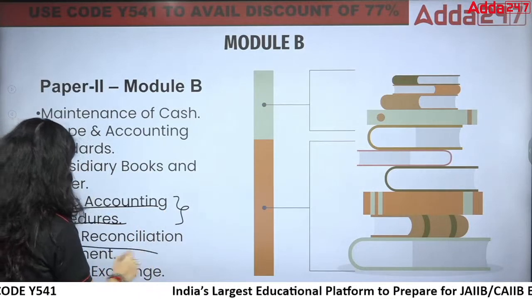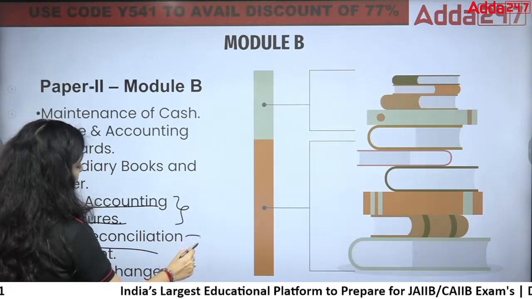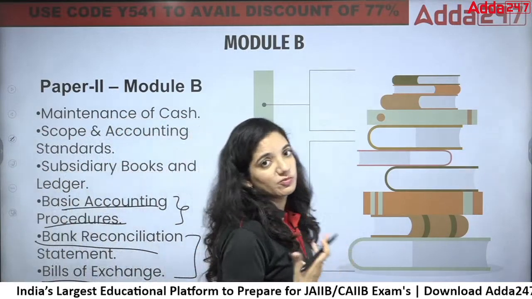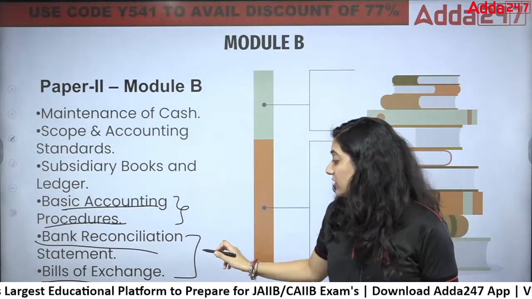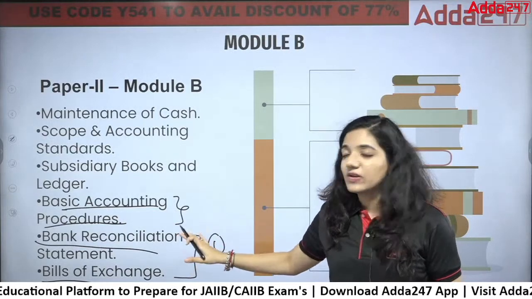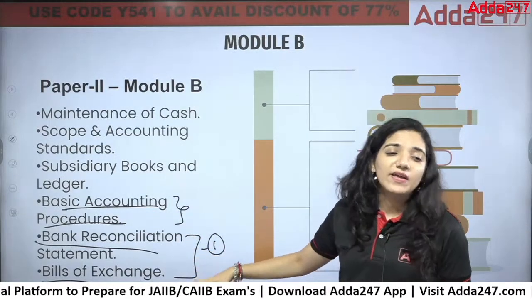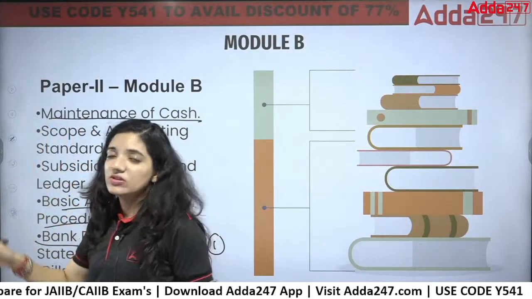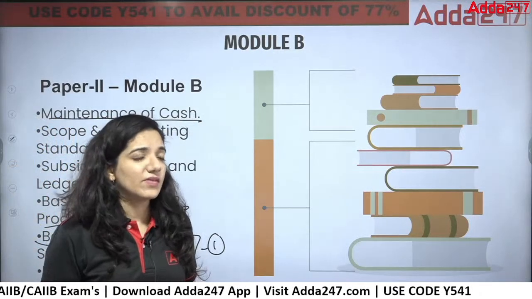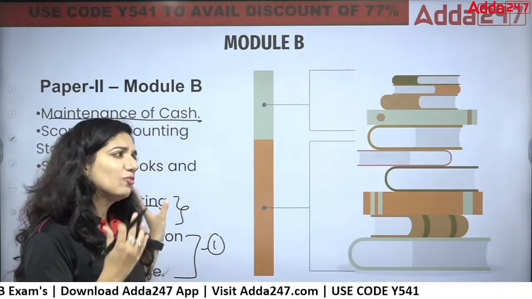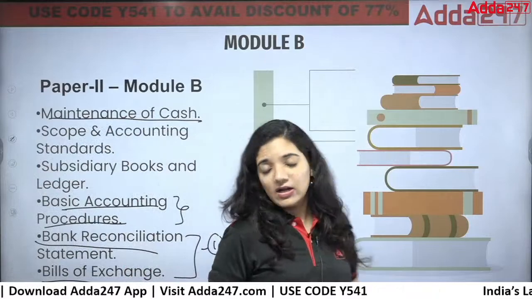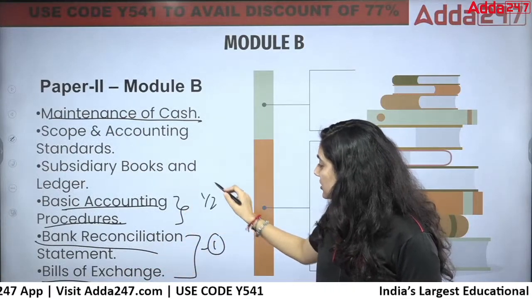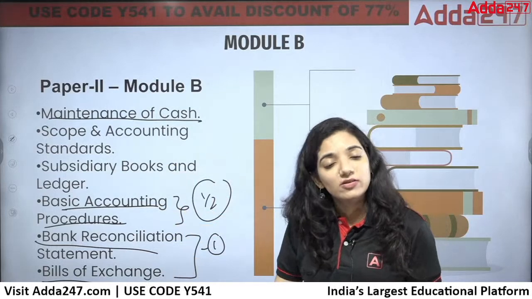And even BRS and bills of exchange are also there. These two areas are where you will find more questions, especially in terms of 1-marker questions. So we can expect that these two are very important. Then the other areas, subsidiary books, the accounting standards and the cash book. These areas can definitely be asked, but I will say they're more from the half-marker questions. But again, these two are very, very important. And the half-marker question chunk is definitely asked from the basic accounting procedures.